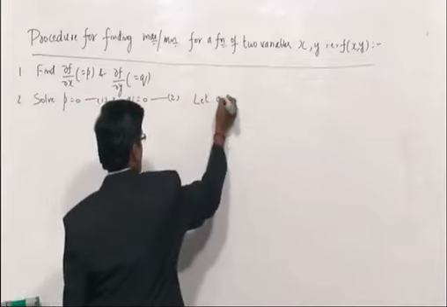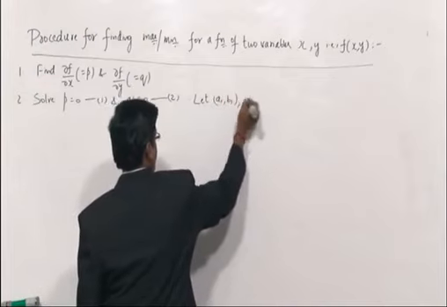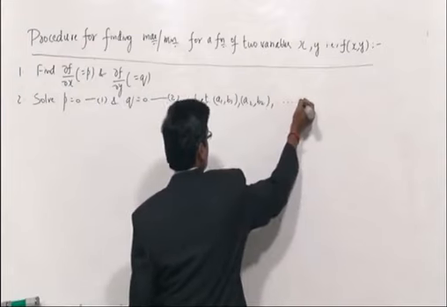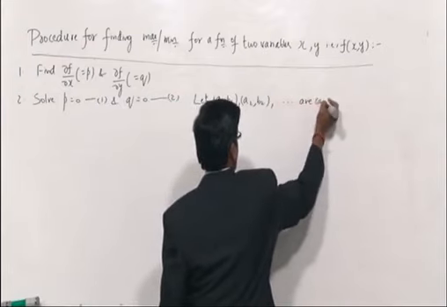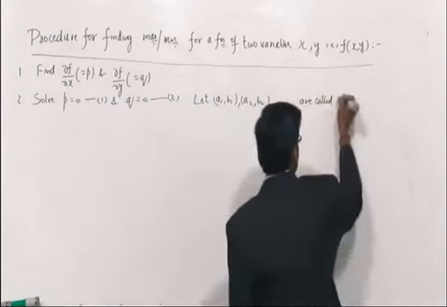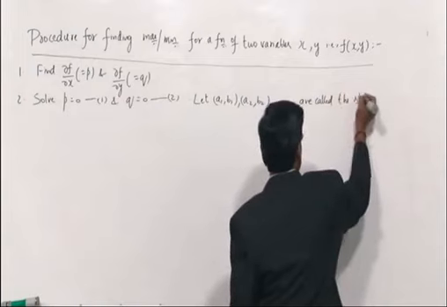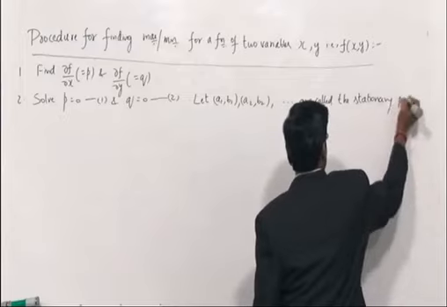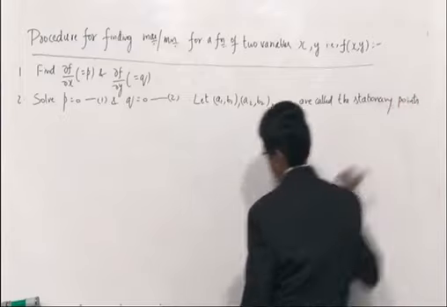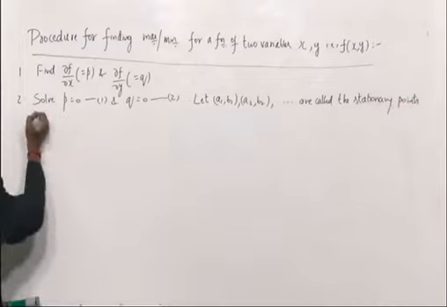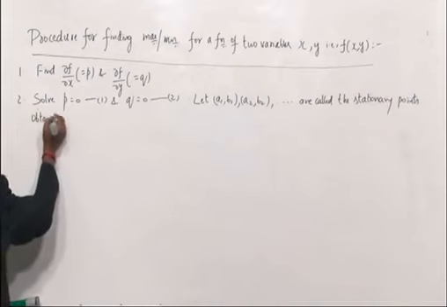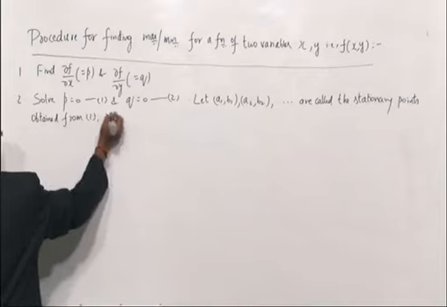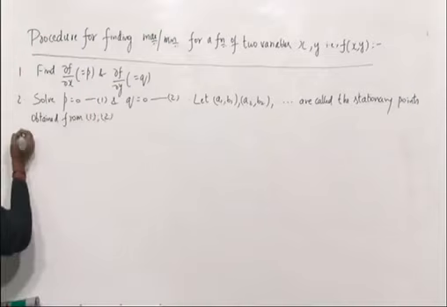Let a1 b1, a2 b2, and so on, be the stationary points obtained from 1 and 2. Step 3.